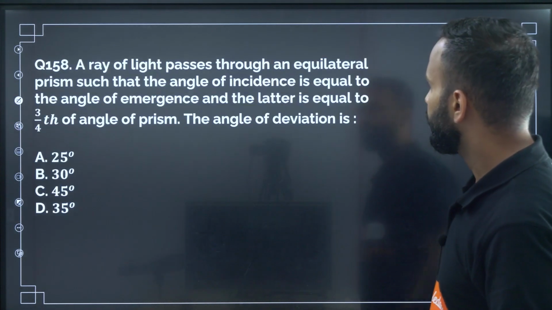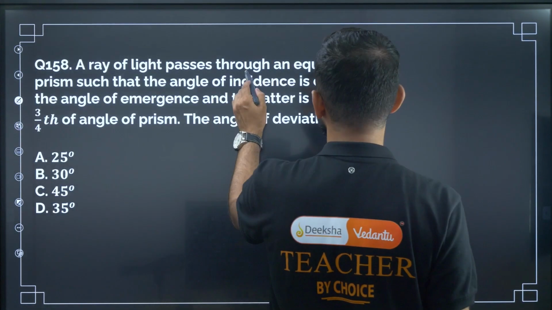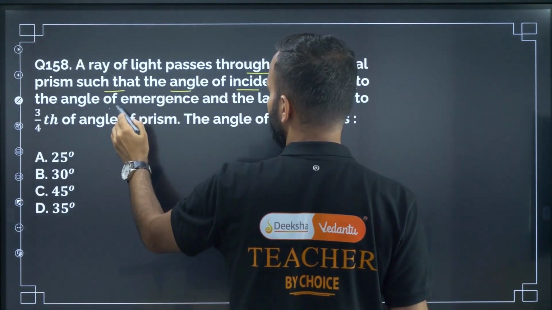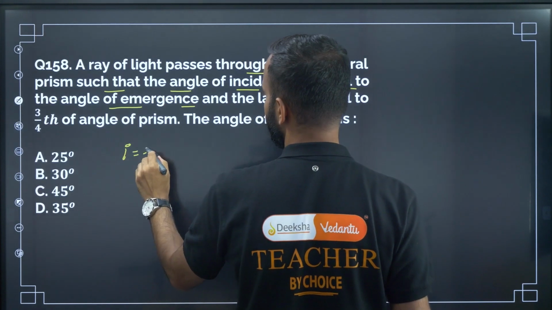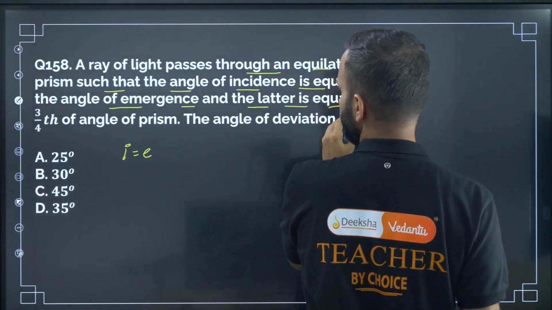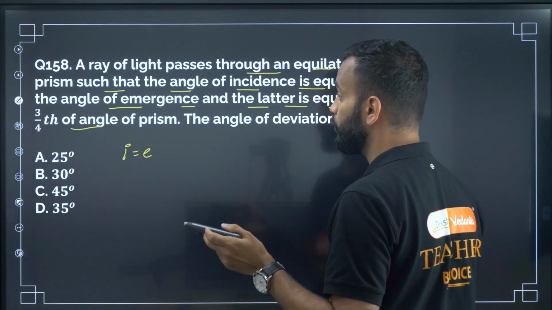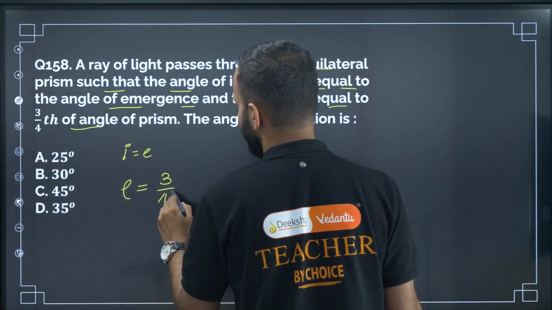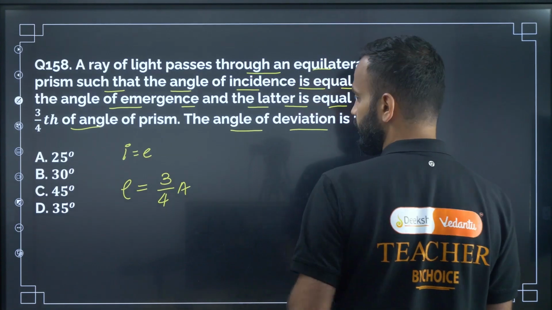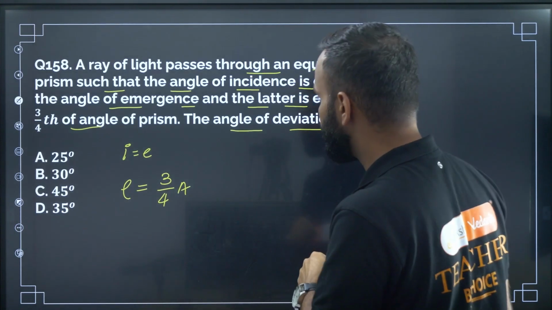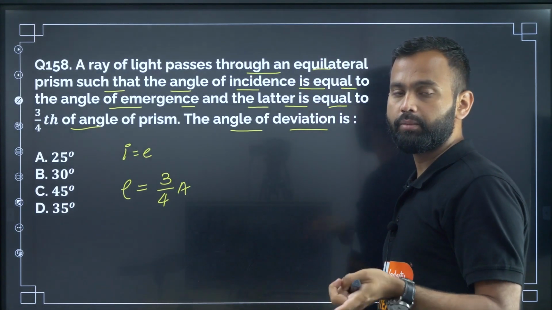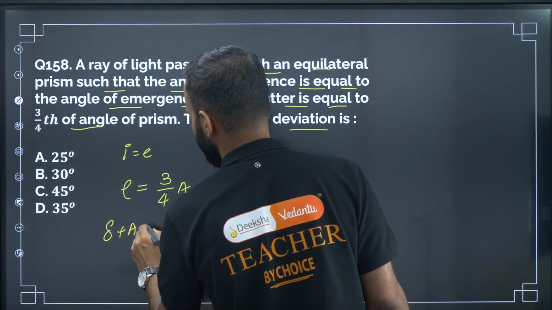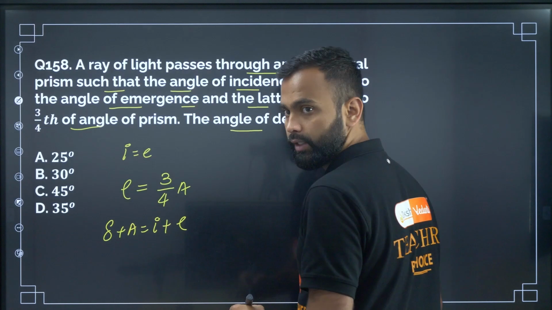Next question, question number 158. A ray of light passes through an equilateral prism such that the angle of incidence is equal to the angle of emergence, I equal to E, and the latter is equal to 3 by 4th of the angle of prism, that is E is equal to 3 by 4 times A. The angle of deviation is, okay, so we know the relationship between angle of deviation, angle of prism, angle of incidence and angle of emergence, that is delta plus A is equal to I plus E.